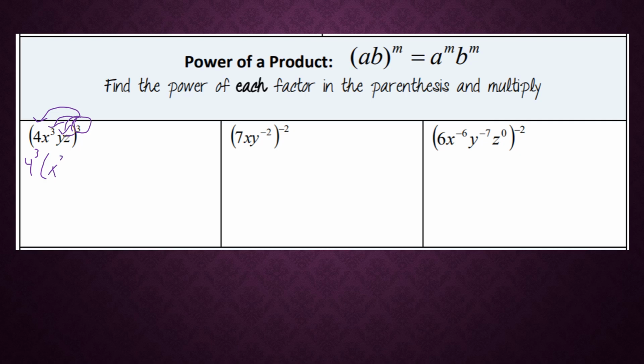So what I'm doing now is I'm rewriting this, and I'm raising each of those factors within the parentheses to that power. So 4 to the third is 64. 3 times 3 is 9, so it becomes x to the ninth, y to the third, and z to the third.